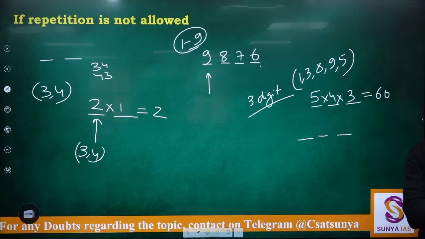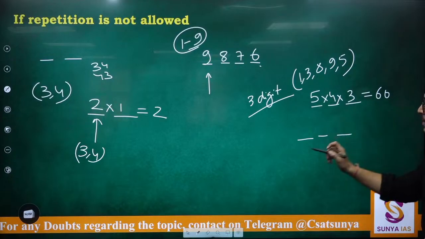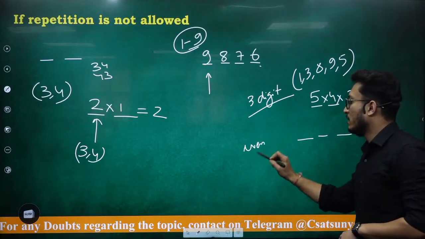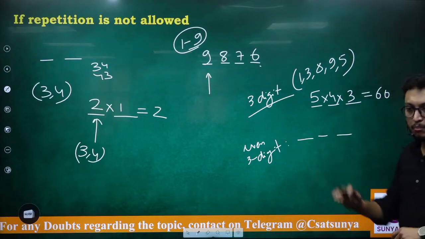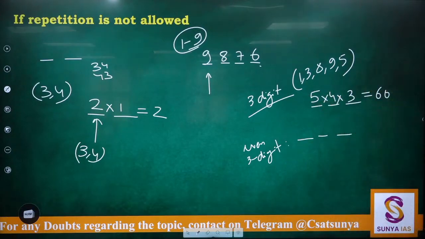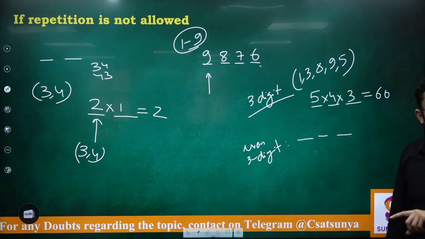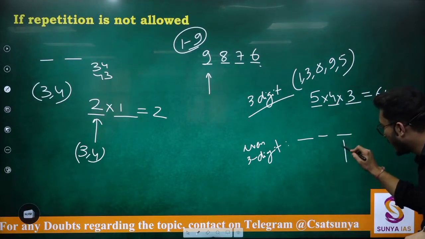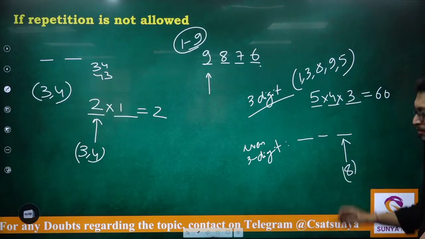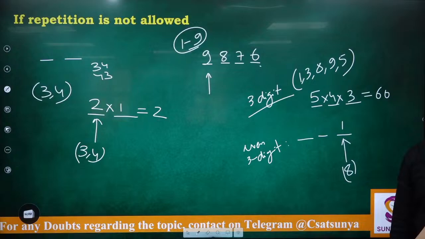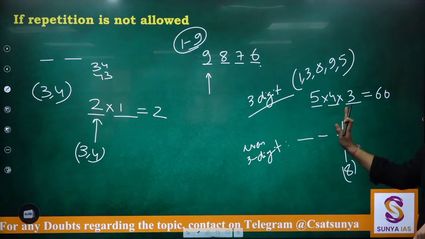See, whenever there is a condition given, always focus on the condition first. Condition is even 3-digit. Now in order to make an even number, how many even digits do you have? Only 8 is the even digit. That means 8 has to come here. So first fill this with 8. Only one option for this event.